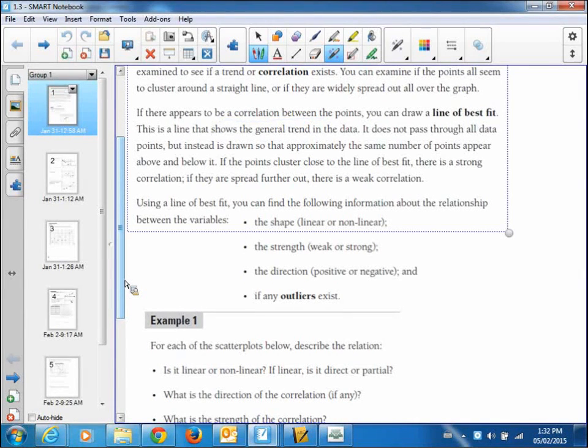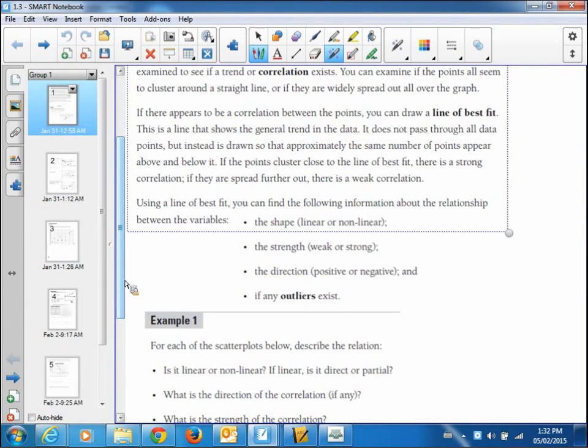This is a line that shows the general trend in the data. It does not pass through all the data points, but instead is drawn so that approximately the same number of points appear above and below it. If the points cluster close to the line of best fit, there's a strong correlation. If they spread further out, it's weak.